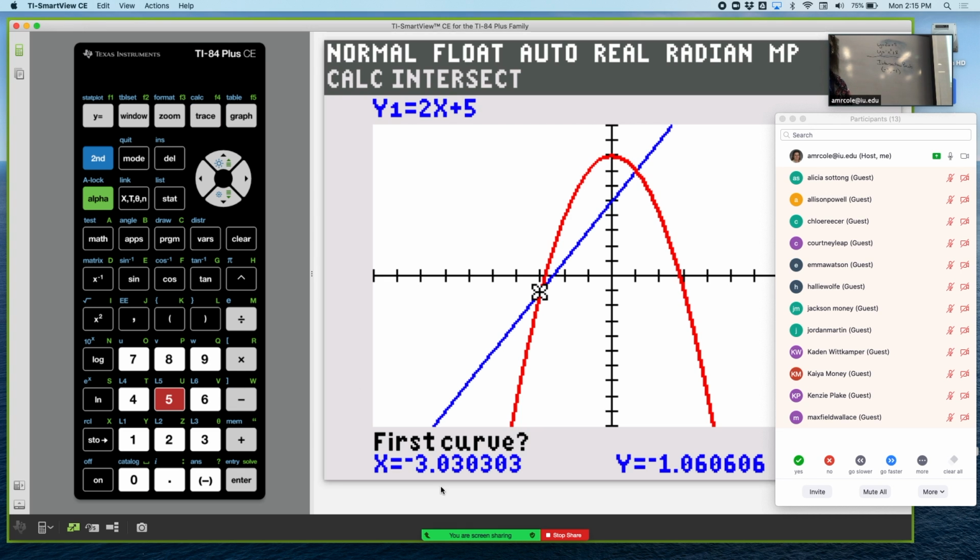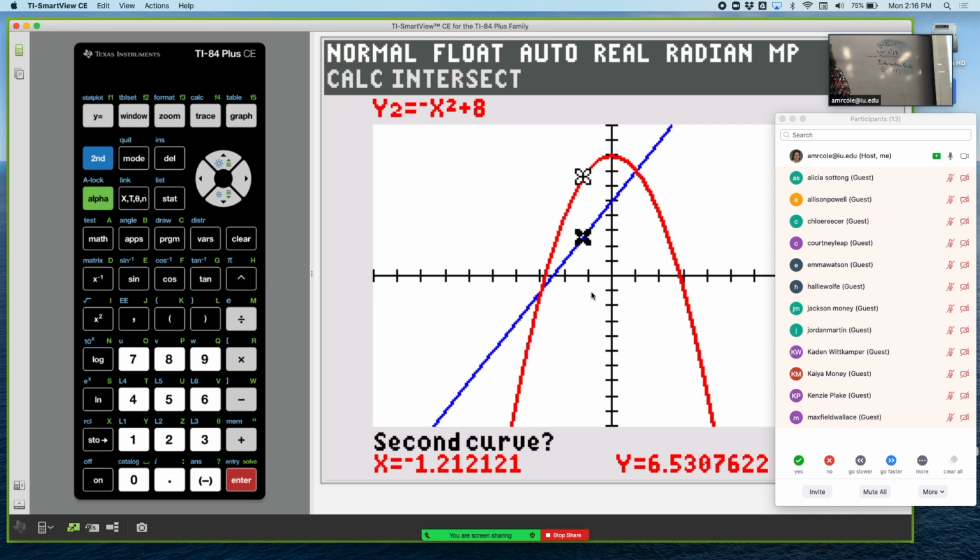Okay, and then again, it comes up and it knows the first curve. Now, it is blinking right there at that intersection point because that's where I left the cursor. All right, if I move the cursor to the right or left, I can clearly see it is on that line. It's on the first curve. Okay, so I'm going to hit enter.